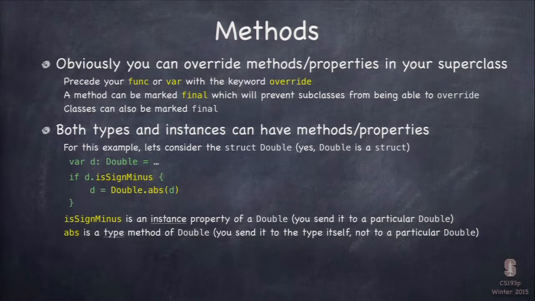Let's look at this piece of code right here. I've defined a var, which is a double, okay? And I say if the double is sign minus, that means if it's minus sign, it's negative, then I'm going to set the double to be the absolute value of the double. So isSignMinus is an instance property. You send it to a particular double to ask it, is your sign minus? Whereas Double.abs is a type function on double. You pass the double you want to operate on to it, and it works on it. But you're not sending abs to a particular double. You're sending it to the class, or the struct in this case, the type. You see what I mean?